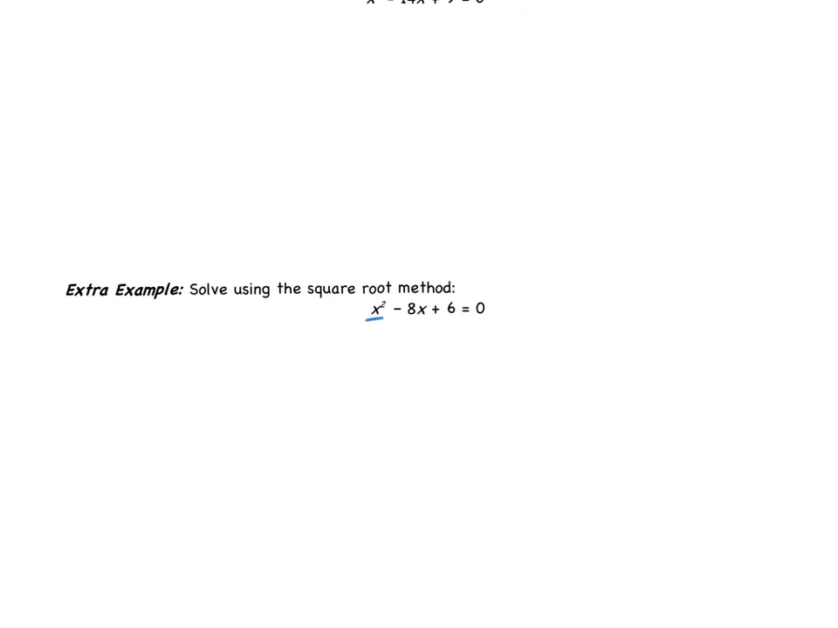Okay, so we have x squared minus 8x plus 6. We can't use the square root method yet. So I'm going to start by moving that 6 to the other side. I like to leave myself spaces on both sides since I know I'm going to add something to both sides. Take that middle term, divide it by 2, and square it. So we get negative 4 squared is 16. That's what we'll add to both sides.